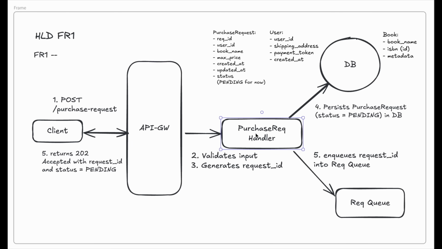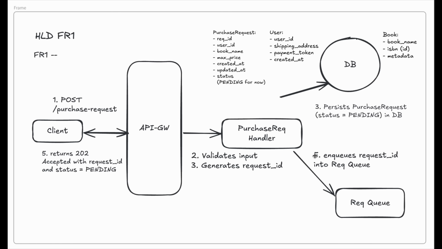Step 2. Request handler service performs validation of the input fields, for example, the price format, the required fields, the generation of the request ID as well. Step 3. The persistence of a new purchase request entity into the database with the status pending. Step 4. The same service includes a message with request ID into the internal request queue.